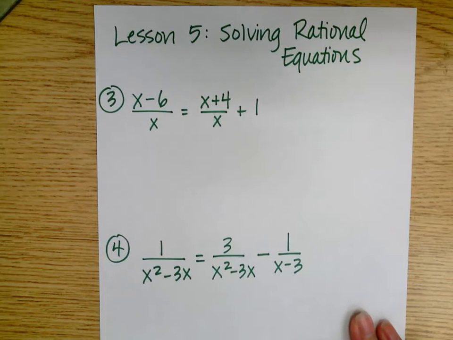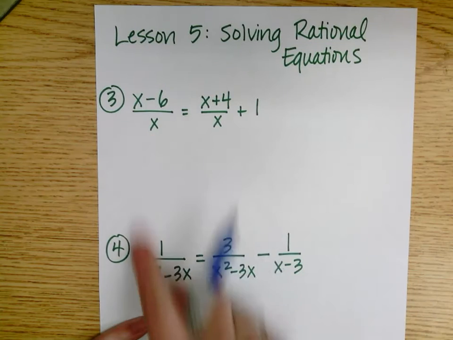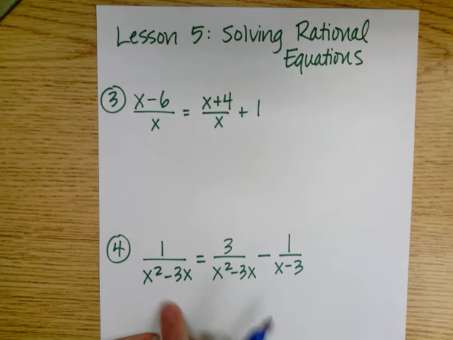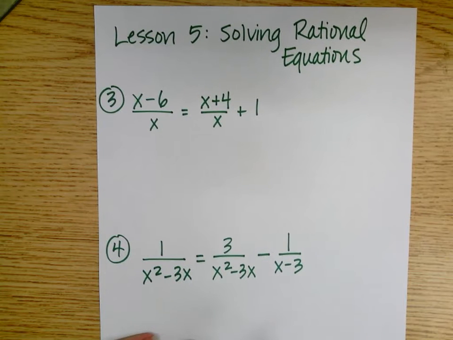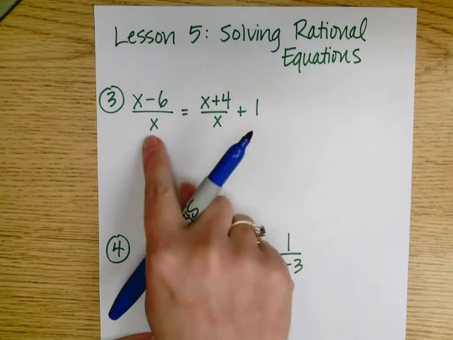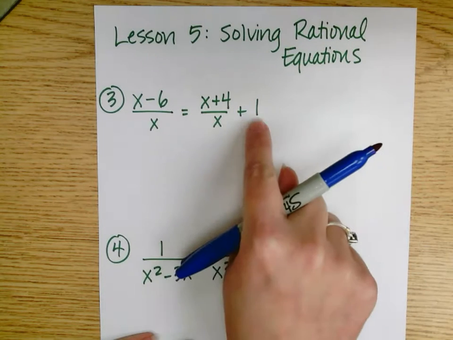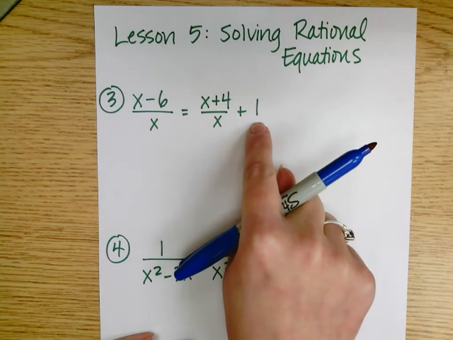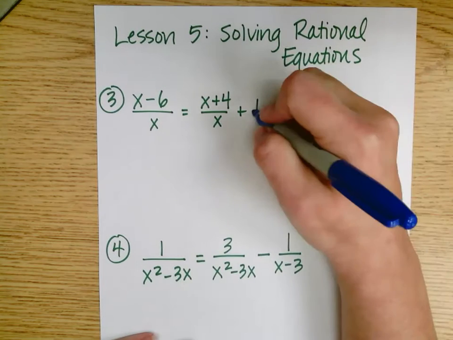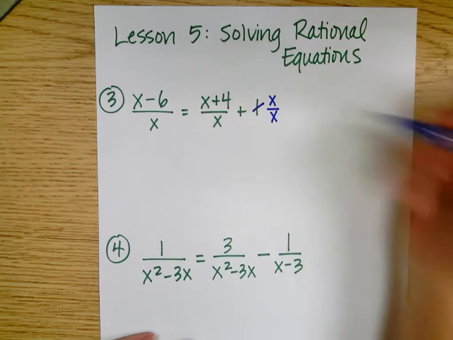Alright, this is lesson 5, solving rational equations, problems numbers 3 and 4. And if you want to go ahead and try some of these by yourself, you can pause the video. But what we're going to do is try to get a common denominator. It looks like I've got x here, so I can get a denominator of x. 1 is the same as x over x, so I'll be able to put these together.